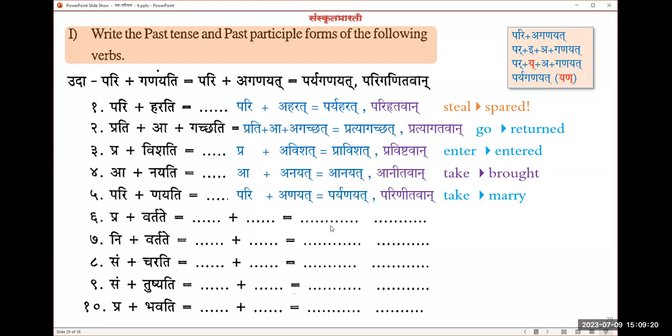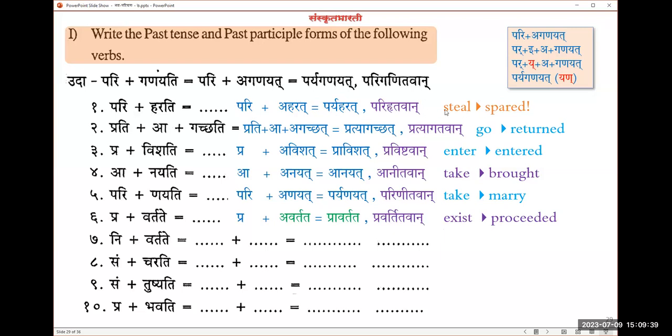So pravartitam. Pravartitavan. There is no involved, so pravartitavan. Well done. Okay. So pravartata and pravartitavan. So one more thing I am writing on the right side, if you notice.